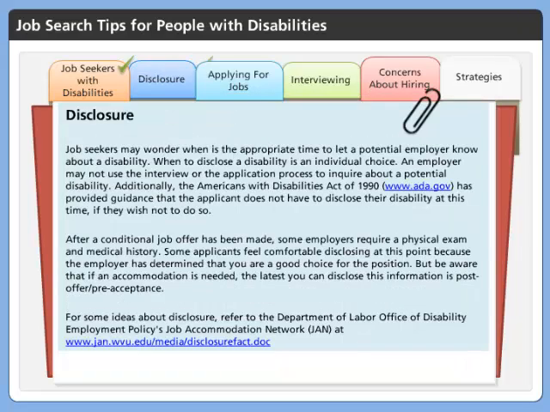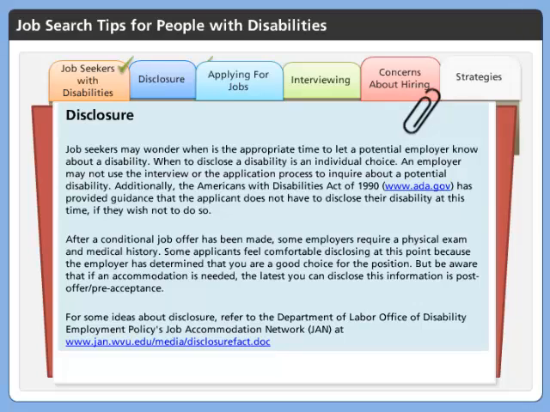Job seekers may wonder when is the appropriate time to let a potential employer know about a disability. When to disclose a disability is an individual choice. An employer may not use the interview or the application process to inquire about a potential disability. Additionally, the Americans with Disabilities Act of 1990 has provided guidance that the applicant does not have to disclose their disability at this time if they wish not to do so.